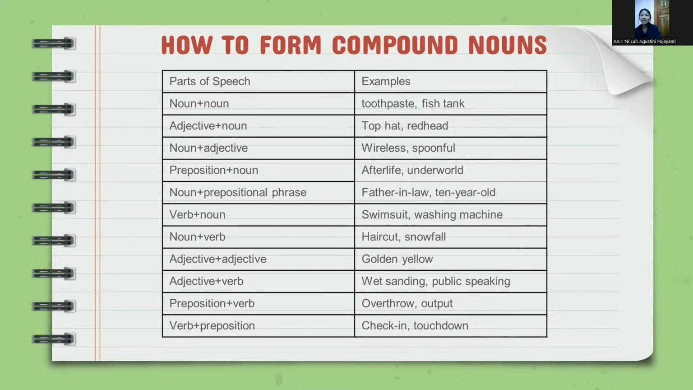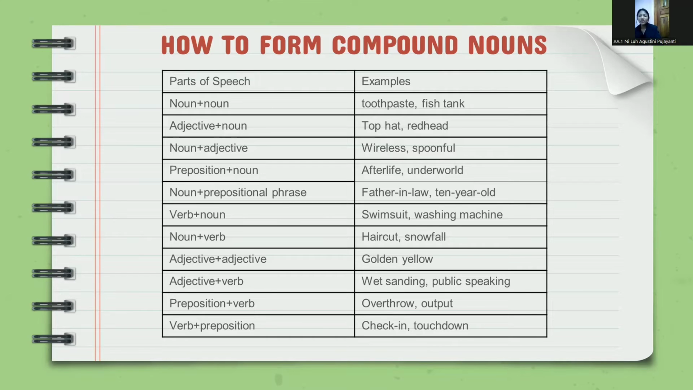And the next, adjective and noun. For the examples are top hat and red hat. Noun and adjective. For the examples wireless and spoonful. Preposition and noun. For the examples are afterlife and underworld. Noun and prepositional phrase, for the examples are father-in-law, 10-year-old.